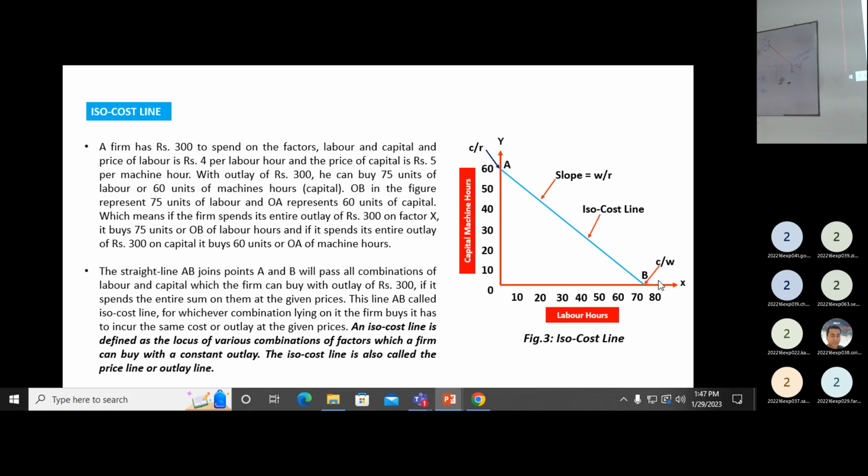And accordingly, point B, you could see that C divided by W. That means total cost divided by the price per labor. That's how you got this. I think it's 75 here.